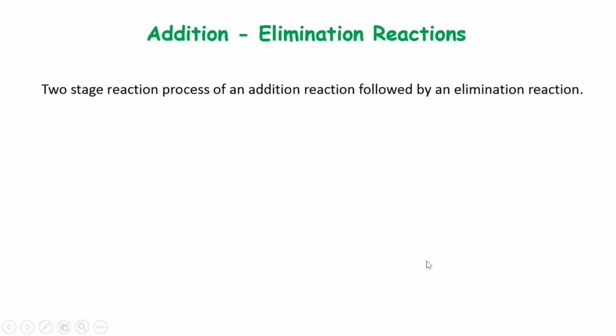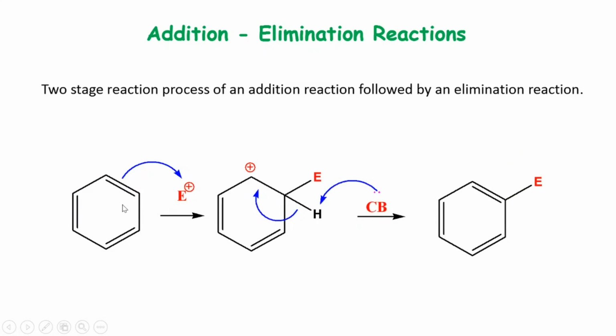Next type of reaction is addition-elimination reaction. The two-stage reaction process of an addition reaction followed by an elimination reaction is called addition-elimination reaction. See the example of this reaction in which the double bond of benzene attacks this electrophile and formation of carbocation takes place, which shows addition reaction. After addition reaction, the conjugate base abstracts this alpha proton and formation of product shows elimination reaction.